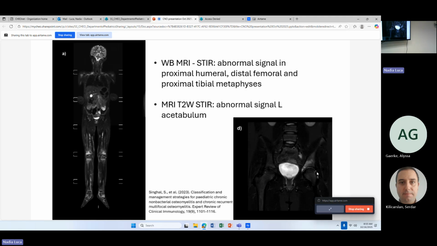And then this is a more focused version of looking at the sacrum and pelvis, and this is more of an acetabular lesion there. Can you guys see that well? Am I covering this? Sorry.